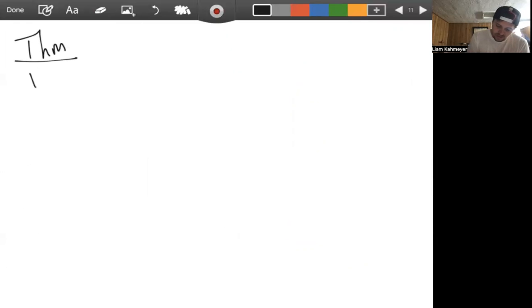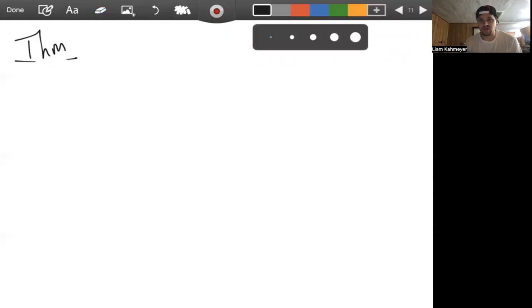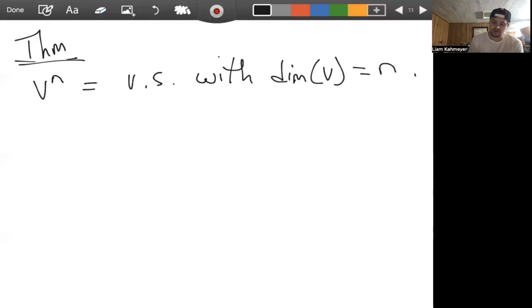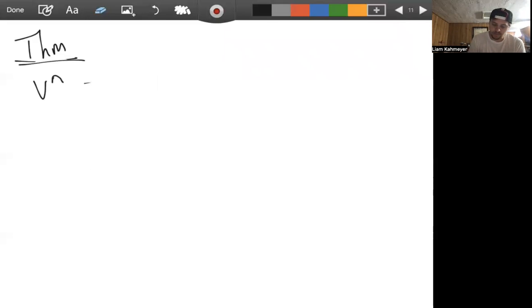So when I write, I'm going to start using this notation here. When I write V^n, this is a vector space with the dimension of V equal to n, right? Just like when we say R^n, that's the real numbers, but understood to the dimension n, or the nth dimensional real numbers. The same will be true for vector spaces in general here.